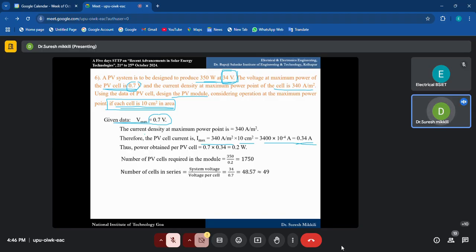So for 350 watt, 49 cells voltage is approximately 34 volts. Now total number of cells is 1750. So how many more cells are required in parallel combination? With 49 cells, I am getting this voltage. So the number of strings of 49 cells each to be connected is 1750 by 49. Is it okay?